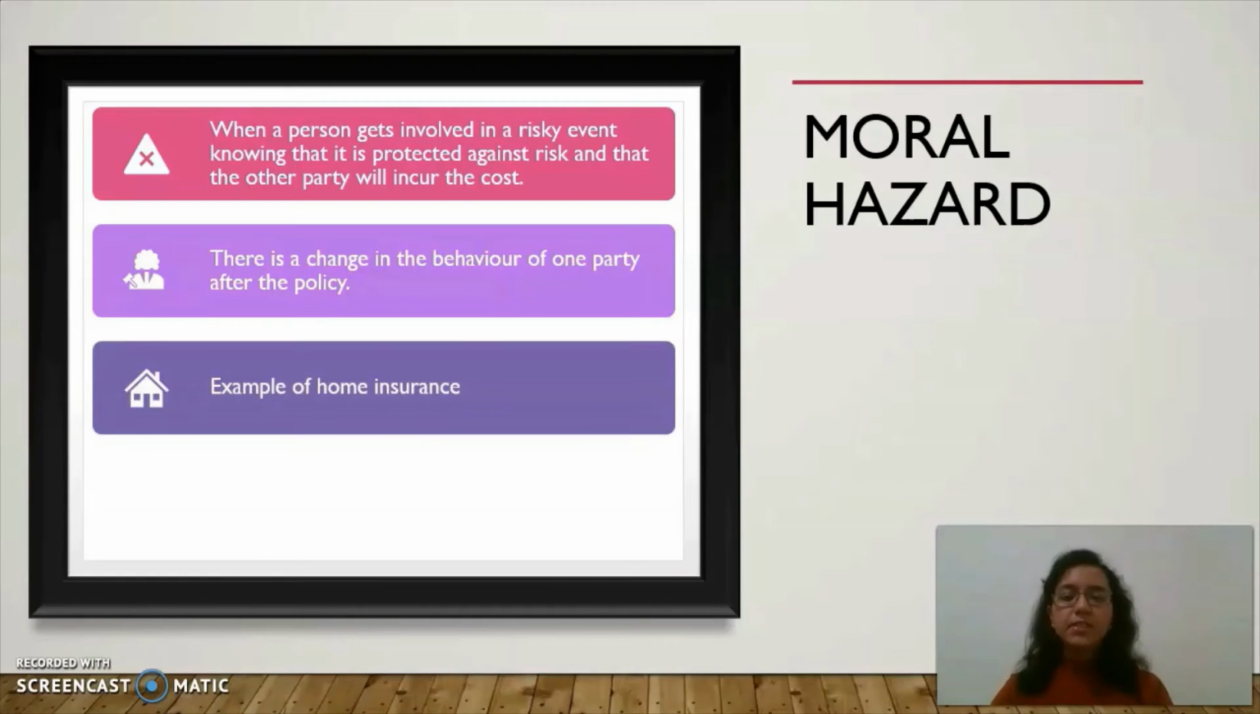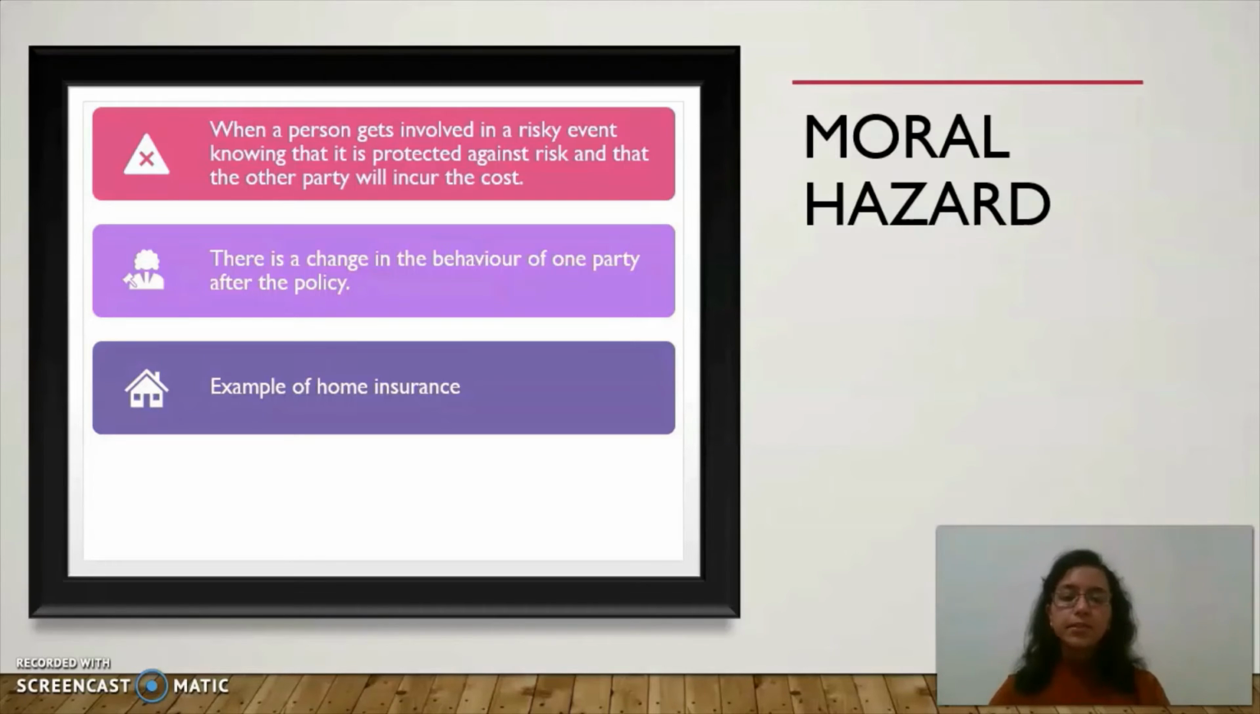For example, consider a person who, before obtaining a home insurance, was very careful and took all the precautions to avoid burglary or any risk to the house, like setting up burglar alarms and cameras. But once he obtained the insurance, he does not have the same level of caution as he had before. He was of the notion that the insurance company would bear any cost that would be incurred upon the house.